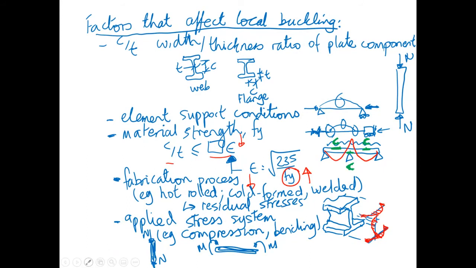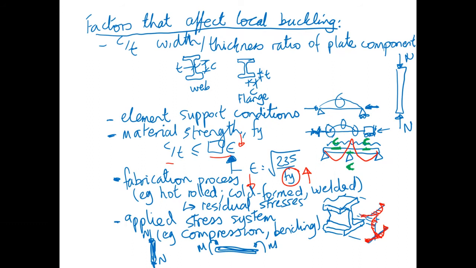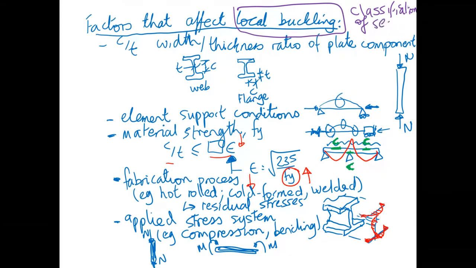Okay, so what does that mean then in our design process? Well, how do we determine whether something's going to local buckle? We're going to do a classification of the section. We're going to classify whether it's a class 1, class 2, class 3, class 4 section. And what's affecting classification of the section are the factors affecting local buckling, which are these five factors that we've said here: width to thickness ratio of the plate component, the element support conditions, the material strength, the fabrication process, and the applied stress system.